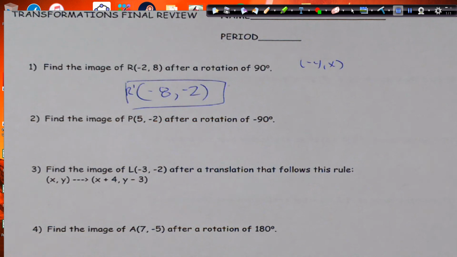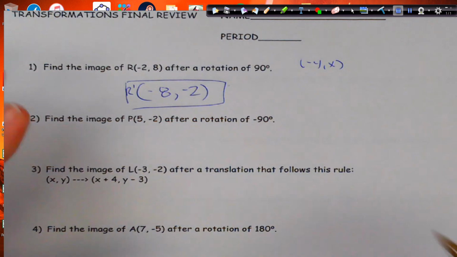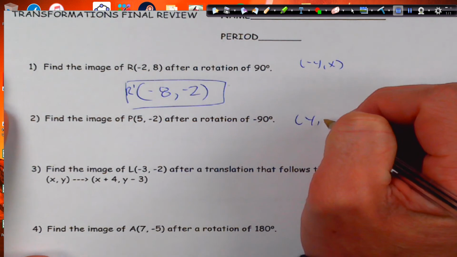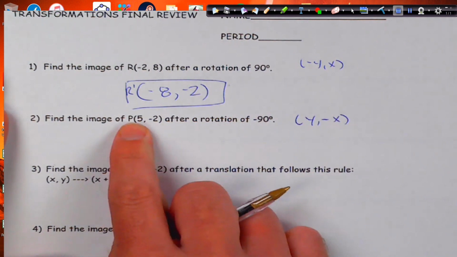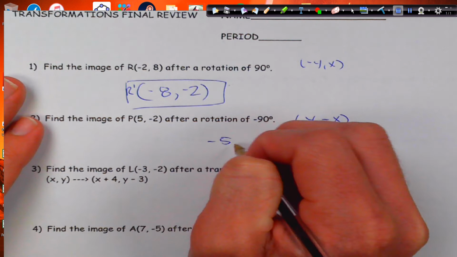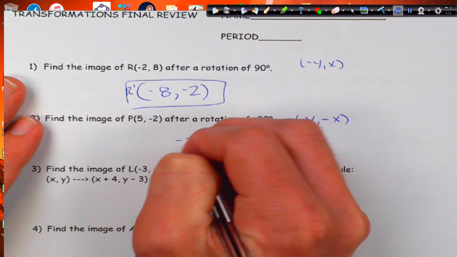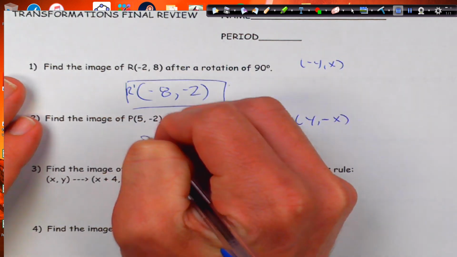Okay. Find the image of a negative rotation. So negative rotation is the same as a positive 270. So the rule there is y comma negative x. So this is going to go to the back and become negative, and then y, whatever it is, is just going to stay in the front, and that's going to be P prime.